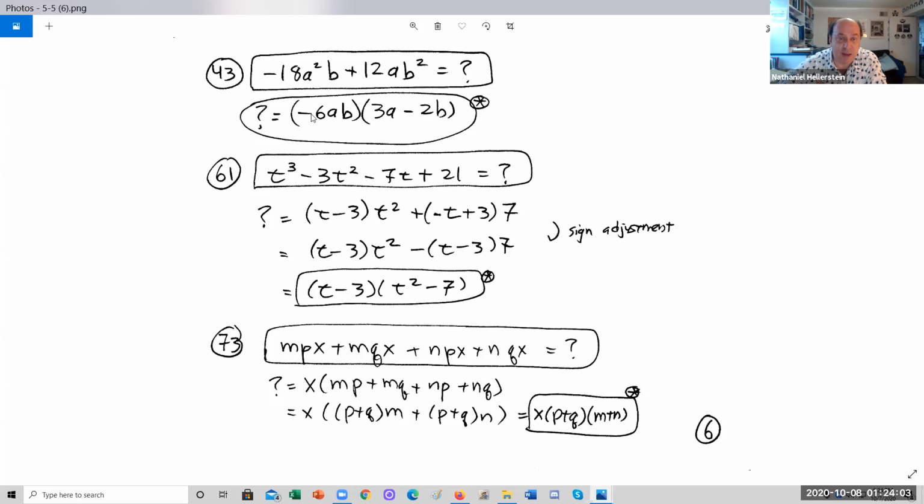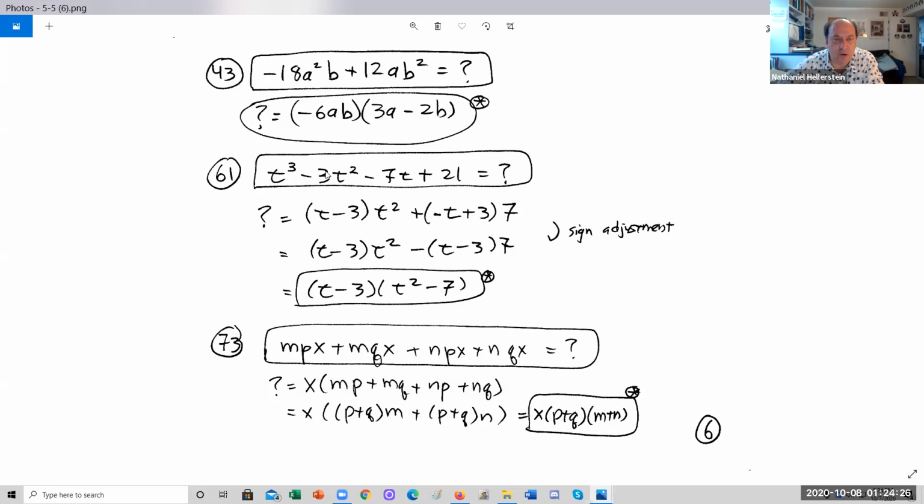And I make it negative. That's optional, really. So pull out a factor of minus 6ab. Then these two terms will be these two terms divided by negative 6ab. Minus 18a squared b over negative 6ab leaves you 3a. 12ab squared over negative 6ab leaves you negative 2b. And that's the factorization.